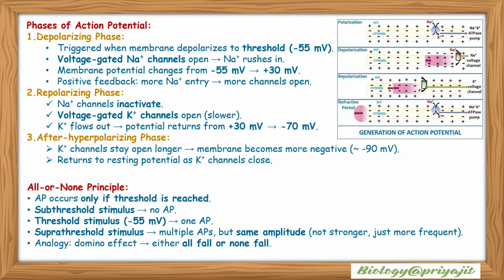Phases of action potential: depolarizing phase is triggered when the membrane depolarizes to threshold, that is minus 55 millivolt. Voltage gated Na+ channels open, that is Na+ rushes in. Membrane potential changes from minus 55 millivolt to plus 30 millivolt. Positive feedback: more Na+ entry and more channels open. Repolarizing phase: Na+ channels inactivate, voltage gated K+ channels open, which is slower, and then potassium flows out, that is potential returns from plus 30 millivolt to minus 70 millivolt.